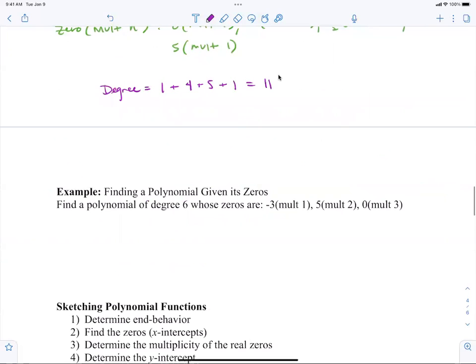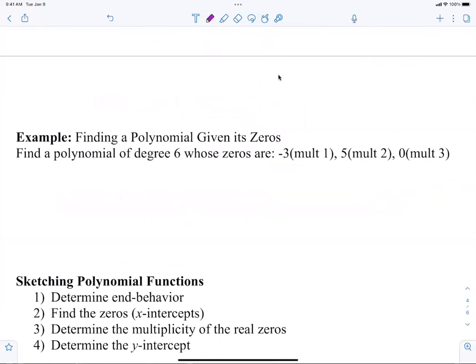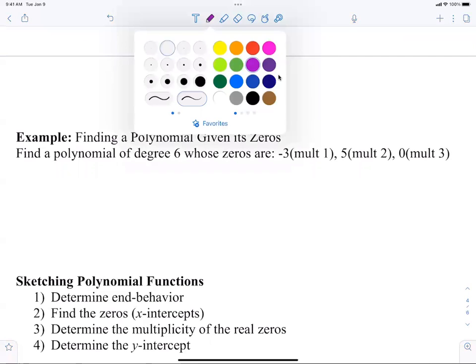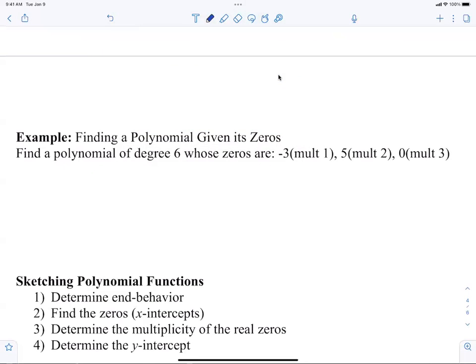Okay, so let's find a polynomial of degree 6 whose zeros are -3 with a multiplicity of 1, 5 with a multiplicity of 2, and 0 with a multiplicity of 3. If we add that together, 1 plus 2 plus 3, well, that's a 6th degree polynomial. So we don't need to have any extra factors there. I'm going to call the polynomial P of x.